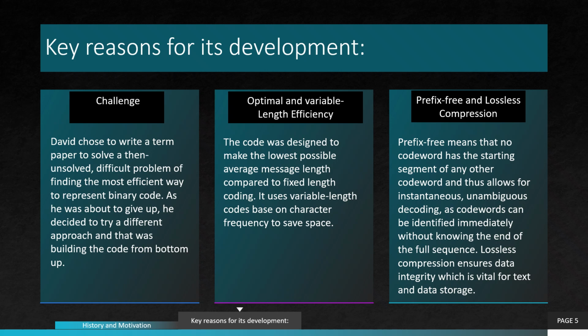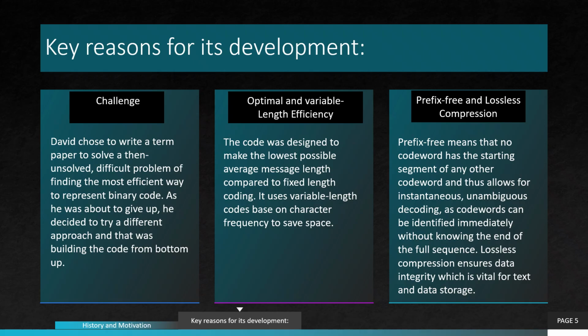Another reason is the optimal and variable length efficiency. This code was designed to make the lowest possible average message length compared to fixed length coding. It's a big gap between fixed length coding and the lowest possible average message length. It used variable length codes based on character frequency to save space.